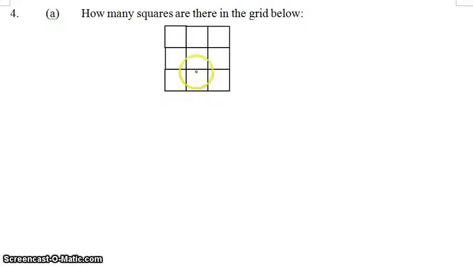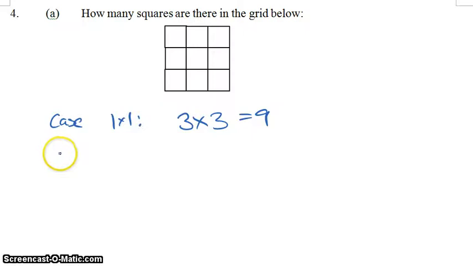Question 4. How many squares are there in the grid below? Well, we're going to break this into cases. The first case I want to look at is the number of 1 by 1 squares. Clearly we can just count these. There are 9, but I'm going to write this as 3 times 3. There's a reason for this.